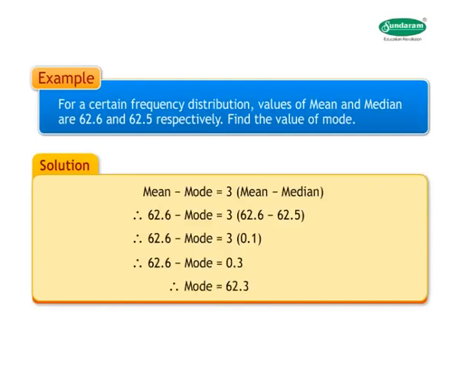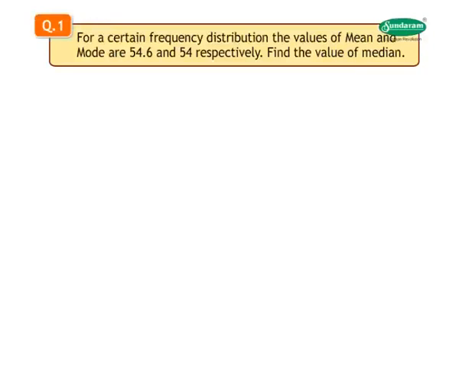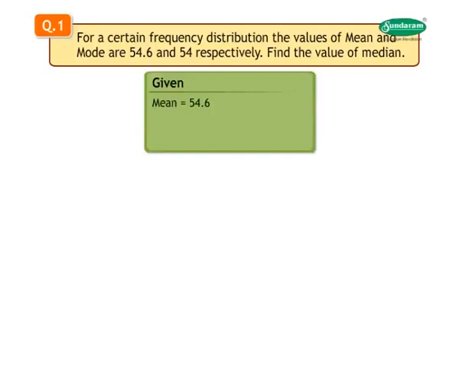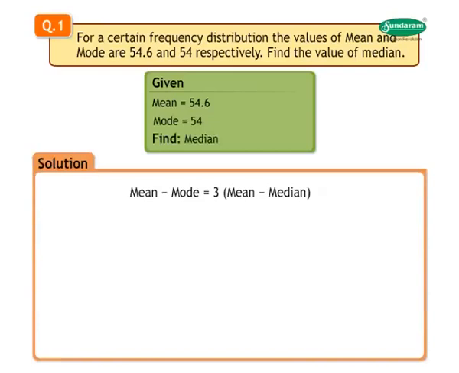Let us solve the sums from exercise 5.4. Question 1. For a certain frequency distribution, the values of mean and mode are 54.6 and 54 respectively. Find the value of median. Solution: given mean is equal to 54.6, mode is equal to 54. Find median. We know the relationship that mean minus mode is equal to 3 into (mean minus median).